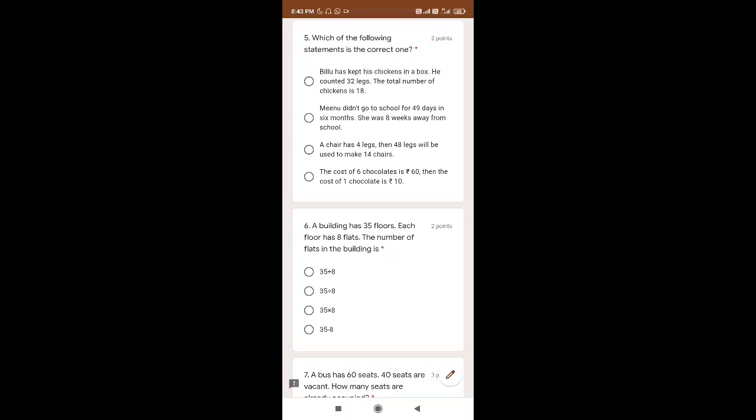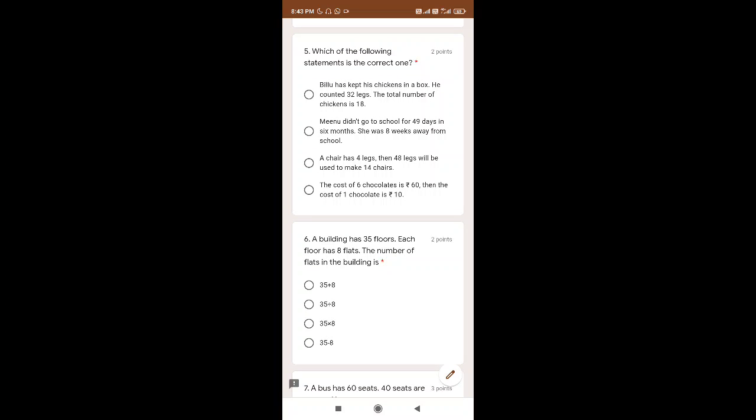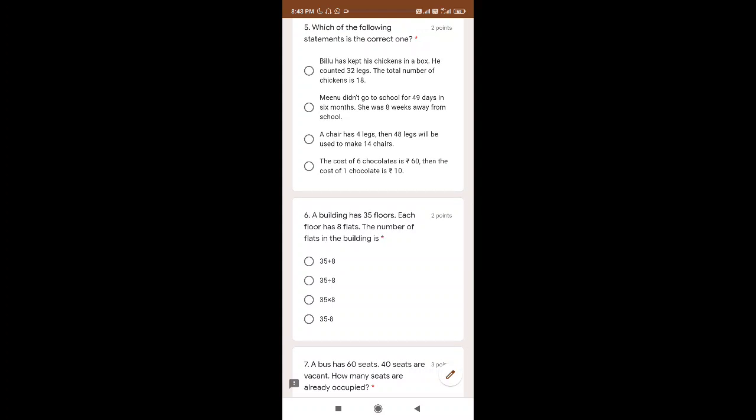Then come to option C. A chair has 4 legs, then 48 legs will use to make 14 chairs. So students, a chair has 4 legs. So 48 legs will be used to make how many chairs? 48 divided by 4, it will be 12. But here 14 is given. So this is also wrong. Now come to option D. The cost of 6 chocolates is 60.